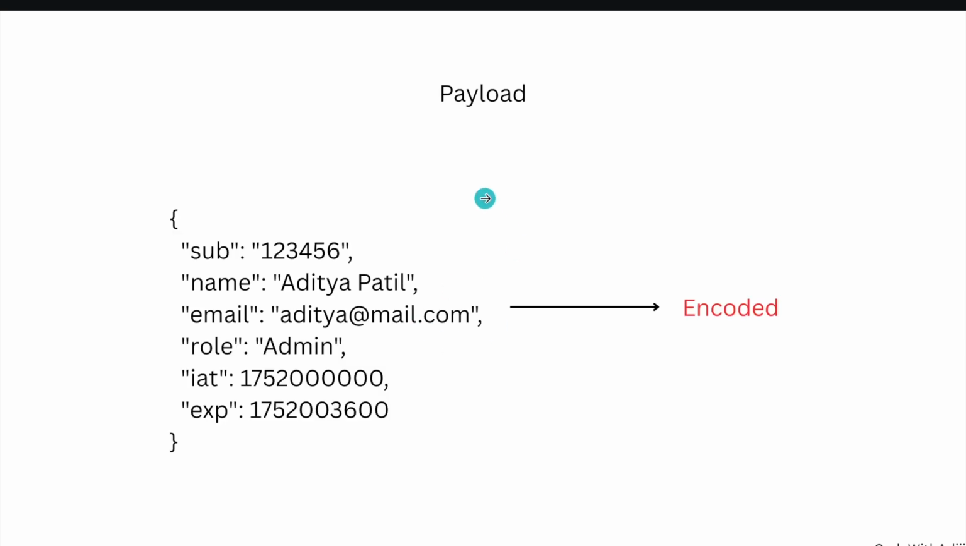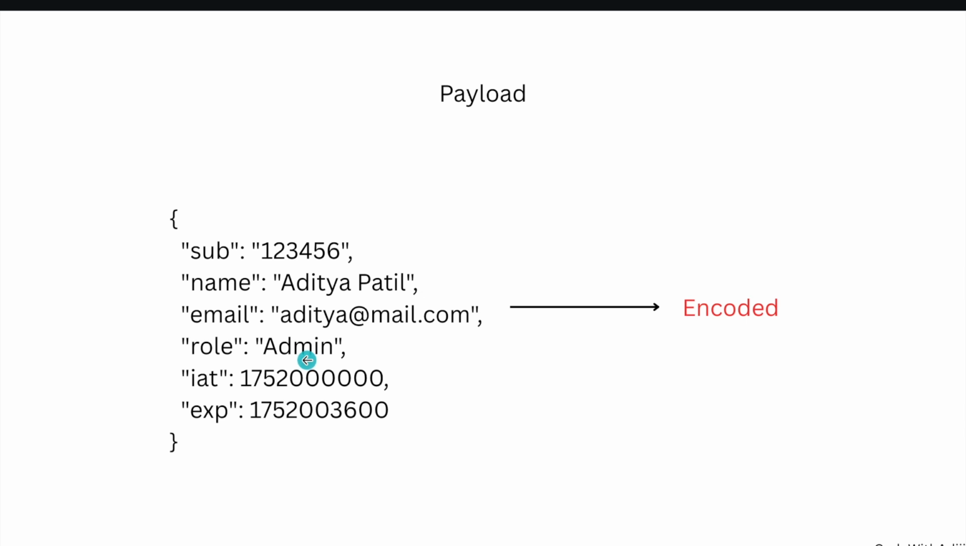The second part is the payload. This is the most important part because it contains information about the user. This information is called claims. The payload may contain values like user ID, name, email, role, permissions, issued at, which tells when the token was created, then the expiration time, which tells when the token should stop working, issuer, which tells who created the token, and audience, which tells which application the token is meant for. So this is an example of how the payload might look.